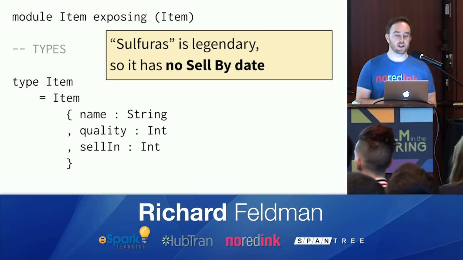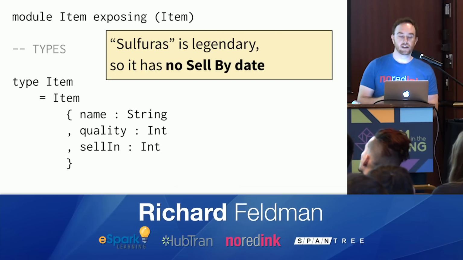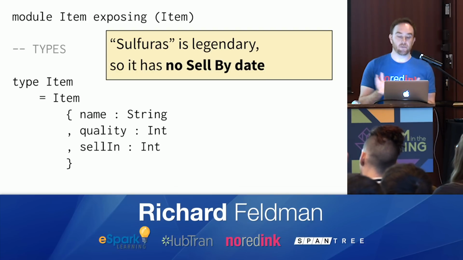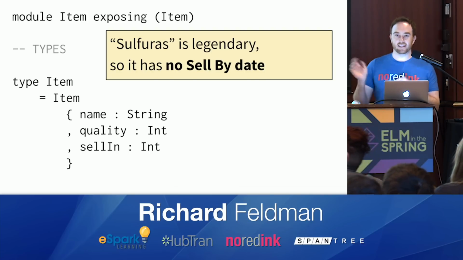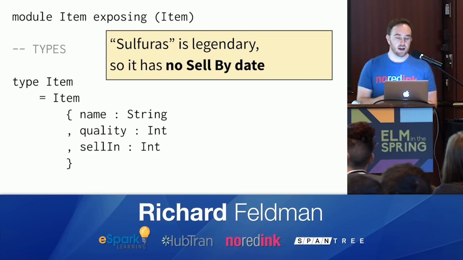Okay, so first business logic rule we have is Sulfuras is legendary, so it has no sell-by date. Or rather, this is the first edge case that we have. That's sort of an exception to these rules. Now, one way we could deal with this is we could do what the C# API did, which is to set it to 0 and just ignore it. Another thing we could do is put some conditionals around this and say, oh, if we're Sulfuras, do something different. But I like to think in terms of data structures first.